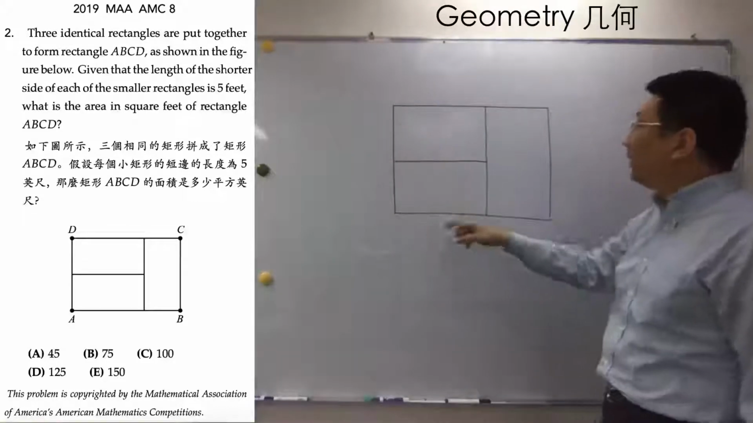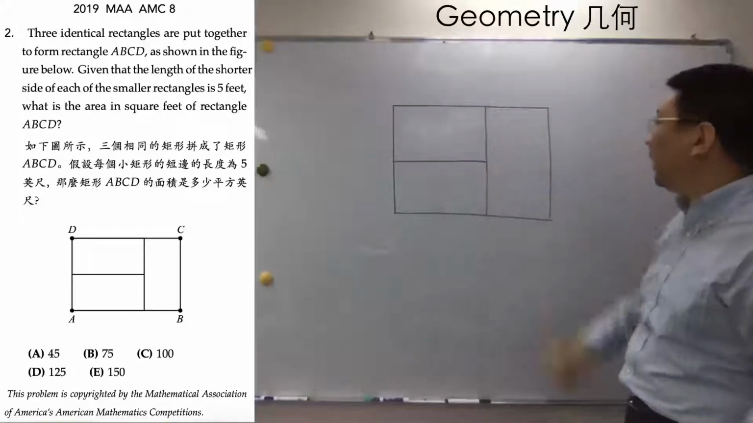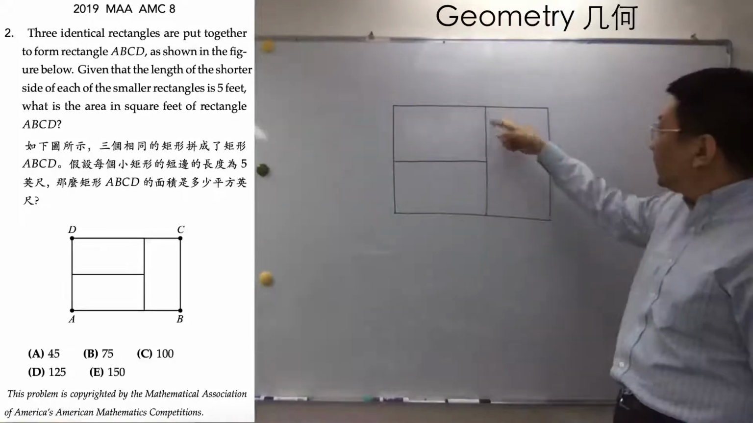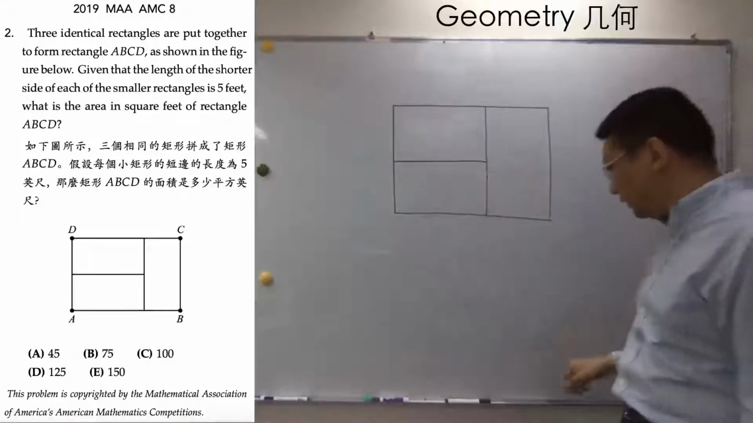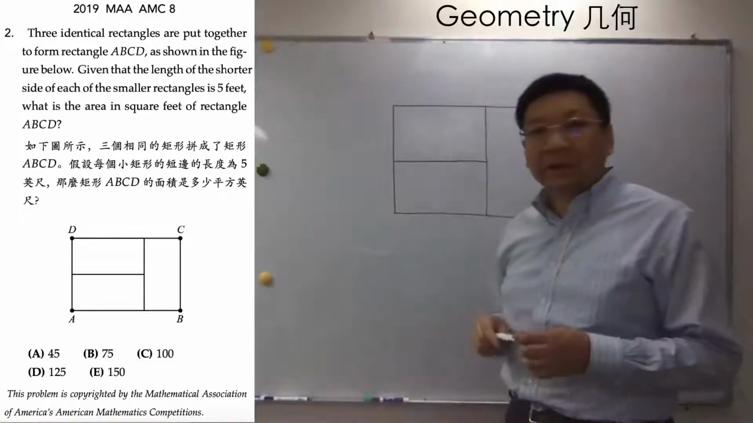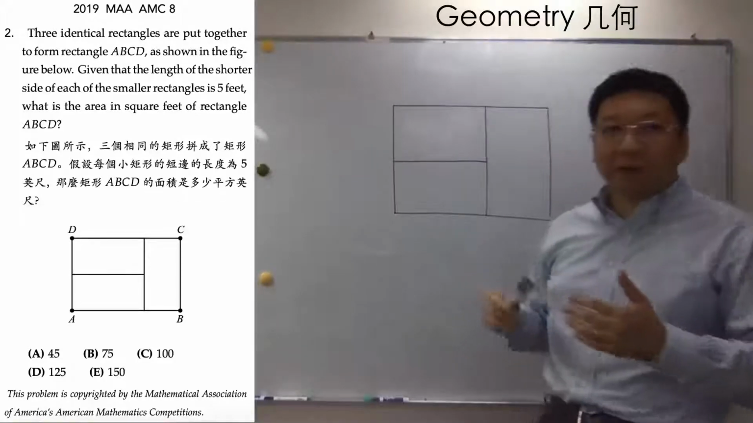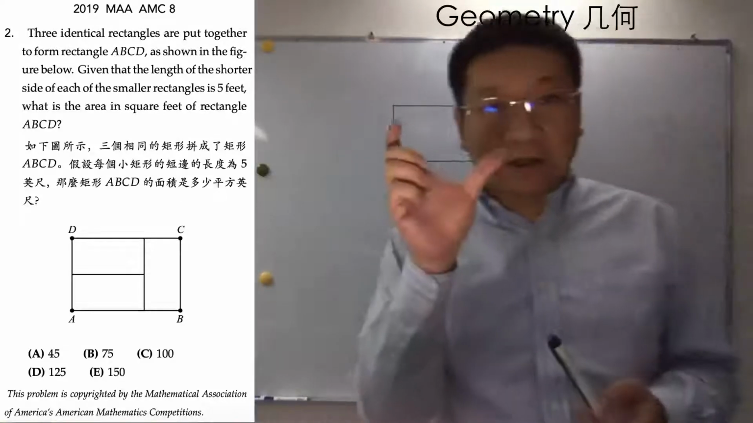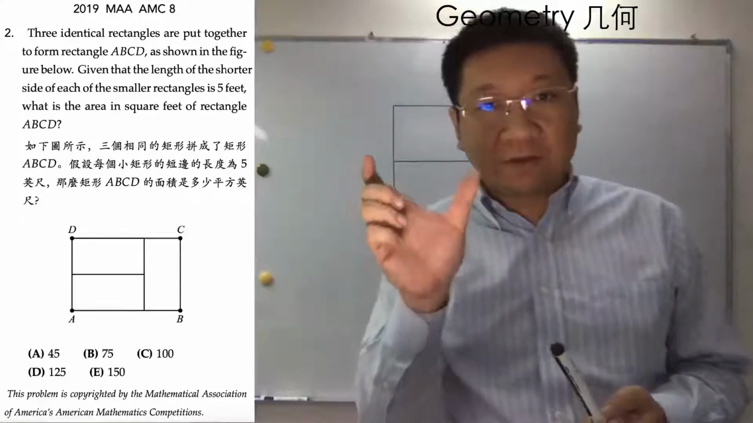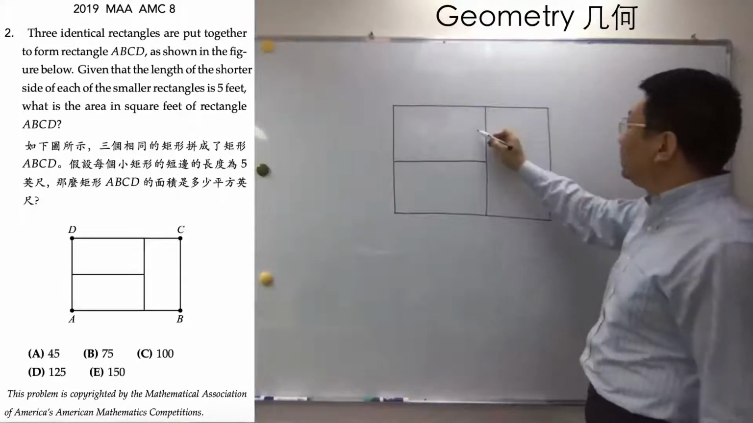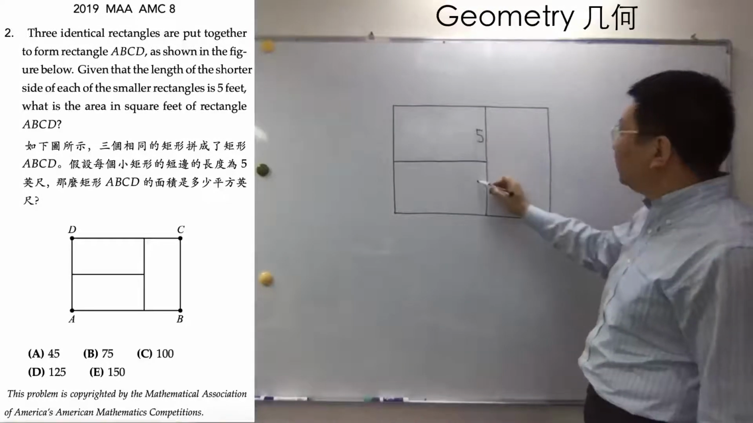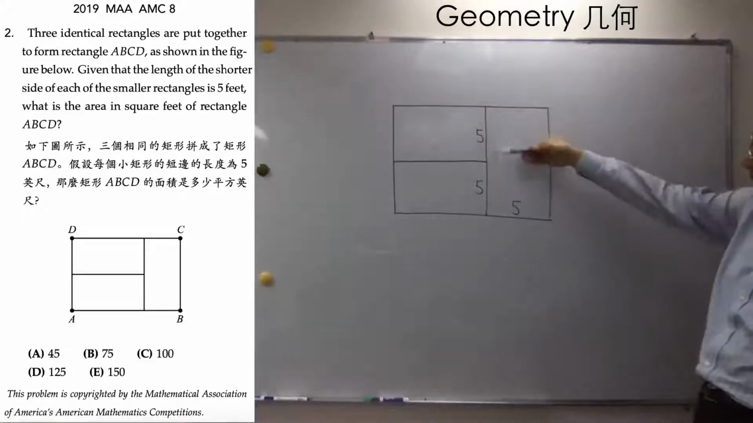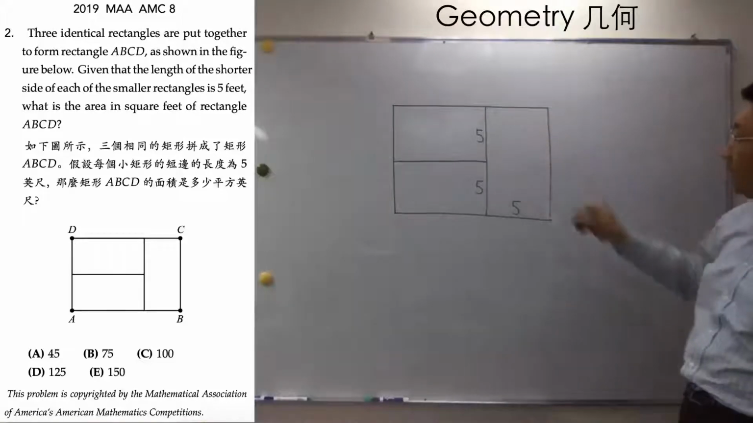It talks about a big rectangle consisting of 3 identical smaller rectangles. And also, one side of this smaller rectangle is given. For a geometry question, it would be helpful to write down all the conditions in the picture. So here, there is 5 feet, which is the shorter side of each smaller rectangle. So this is 5, this is 5, and that is 5. Once we write down this 5, you can directly see that 5 plus 5 is 10.